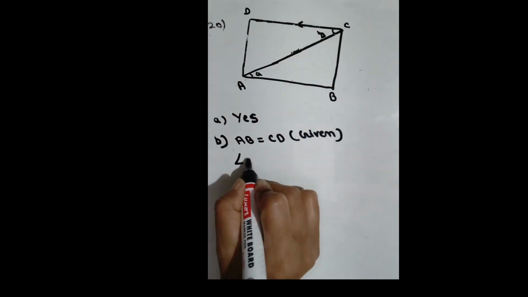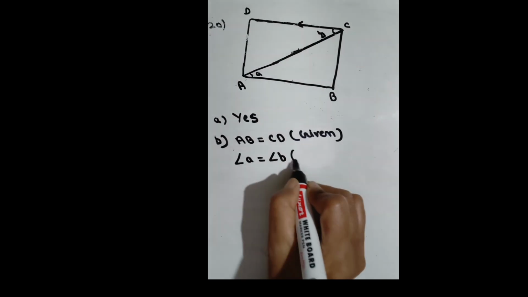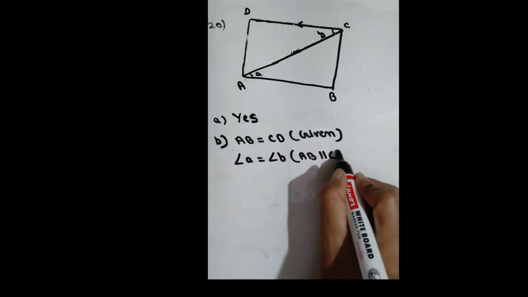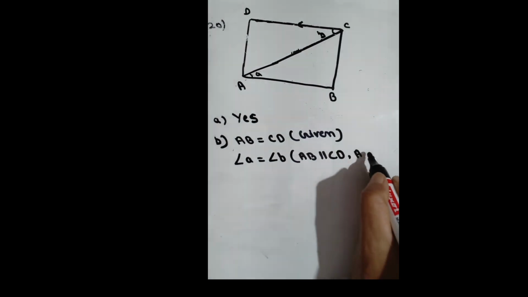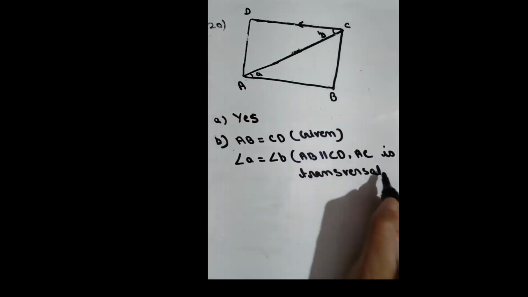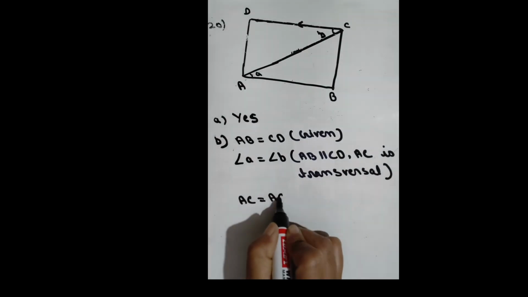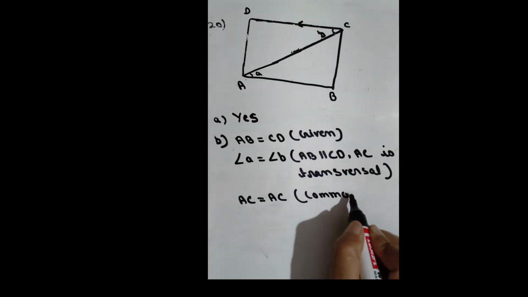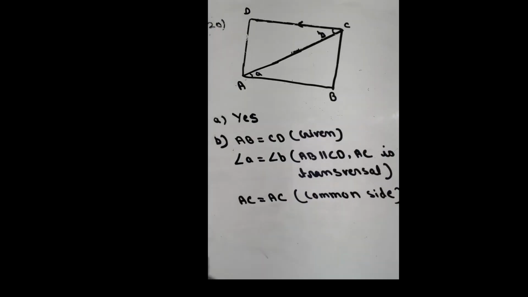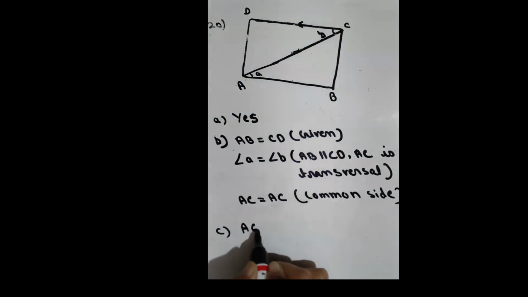The second fact is angle A is equal to angle B. Why? Because it is a corresponding angle where AB and CD are parallel lines and AC is the transversal. So this gives you angle A equals angle B. And the third fact is AC equals AC, which is a common side. So question C is: which angle is equal to angle CAD? So the answer is angle ACB is equal to angle CAD. Why? Because they are also corresponding angles.